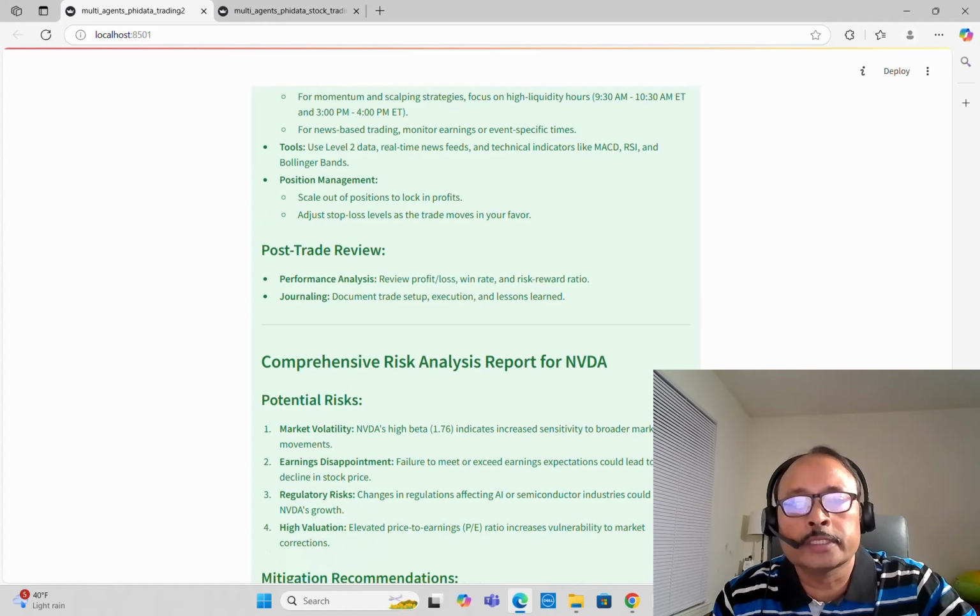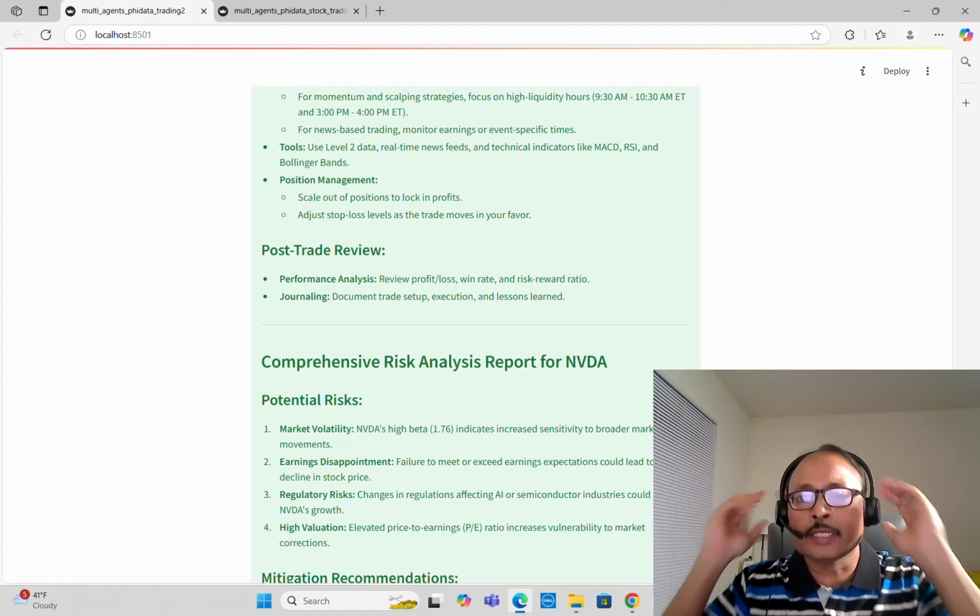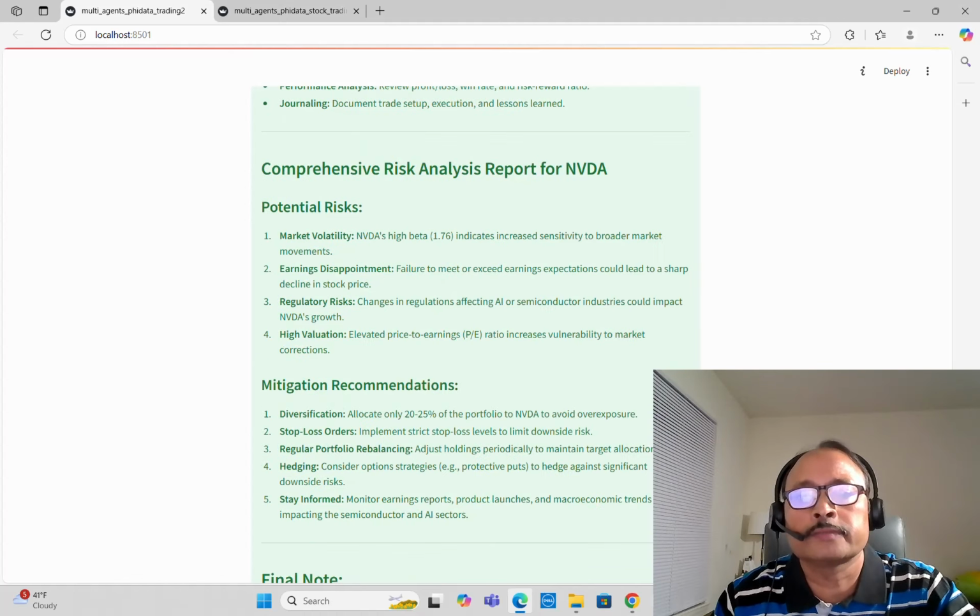Then after trading is done, post-trade review, then performance analysis and then journaling. The performance means review the profit, loss, win rate, and risk reward ratio. Journaling means document the trade setup, execution, and lessons. What lessons you learned, etc.